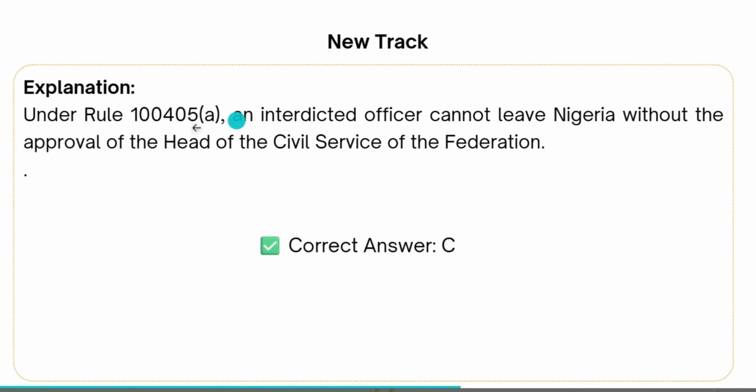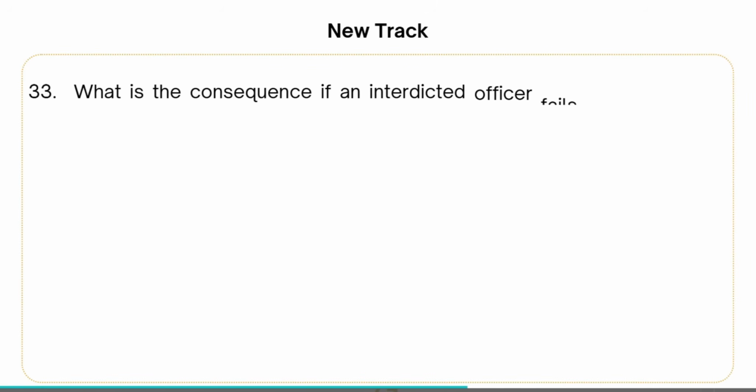The rule in paragraph 5A stated that an interdicted officer cannot leave Nigeria without the approval of the head of the Civil Service of the Federation.